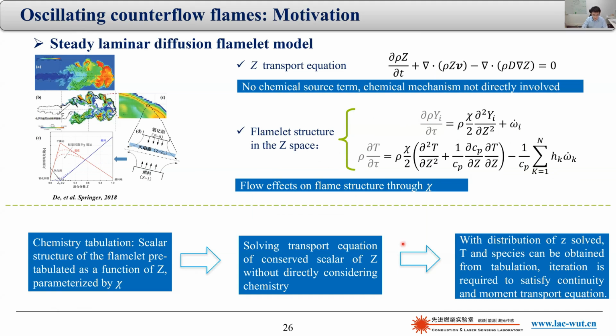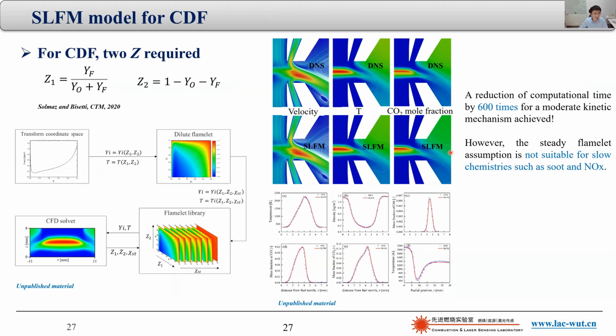I think anyone who is doing turbulent combustion modeling will know what I'm mentioning here. Actually, we use this laminar flame model to simulate counterflow flames in 2 dimensions. And there is some slight difference between conventional flamelet and flamelet for counterflow flames, because now you have 3 streams: you have fuel, oxidizer and curtain flow. And so you need 2 mixture fractions. So this was actually first proposed by Professor Bisetti in 2020, but we follow this method.